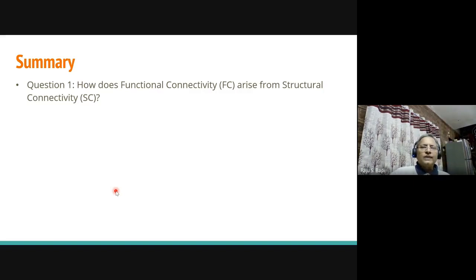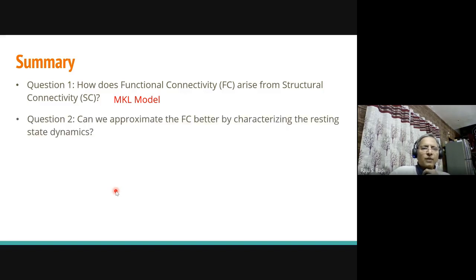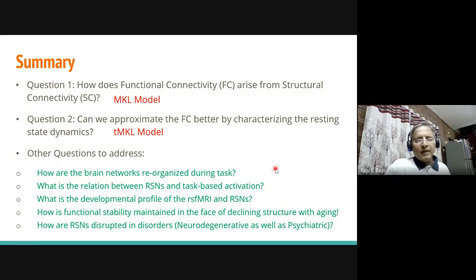We looked at two questions. One is how does FC arise from structure? We proposed this multiple kernel graph diffusion type model, and to characterize the dynamics, we proposed TMKL. And there are many more questions that need to be addressed. For example, how brain networks are reorganized during task. We are now looking at resting state, but during task, how do they become reorganized?